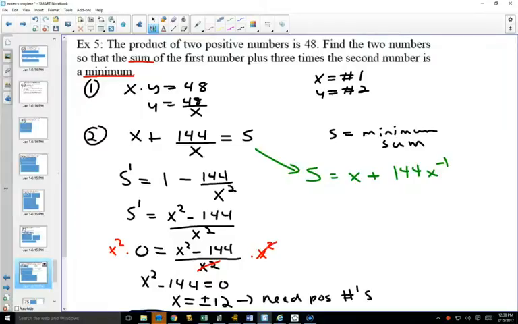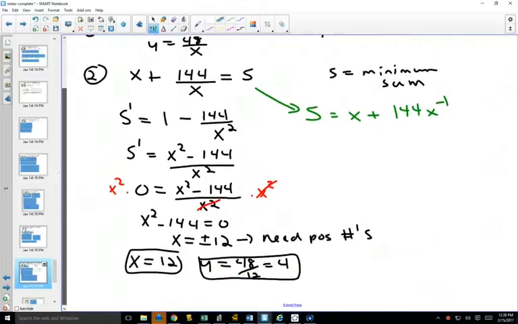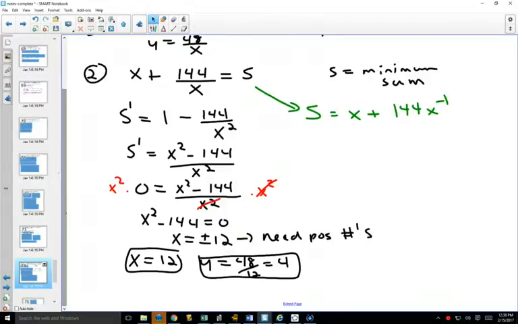So it does the same thing, creating x squared minus 144 equal to 0. You get two answers then, plus 12 or negative 12. But the question told us that they were positive numbers to begin with. So the only possibility for x is 12. That means your value for y has to be 4.